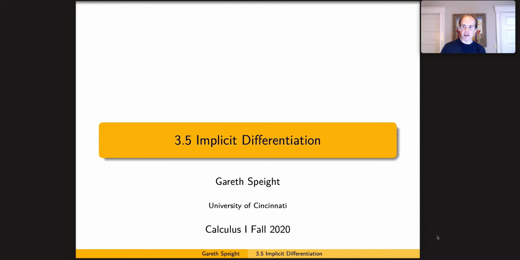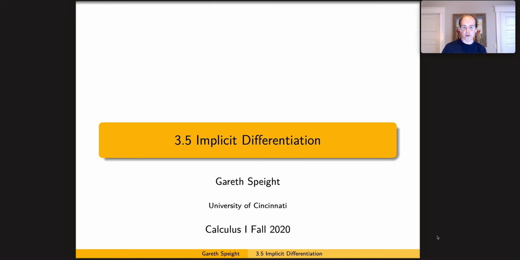Hello everyone, so today I'd like to talk a little bit about implicit differentiation. The key idea is that x and y might be related by some kind of equation. So the equation would define, say, a curve in the plane. So we should still be able to find dy over dx and slopes of tangent lines and all that kind of stuff. But we might not be able to solve our equation explicitly for y in terms of x.